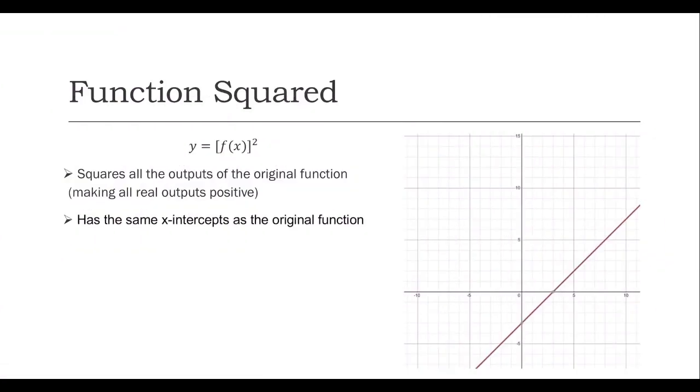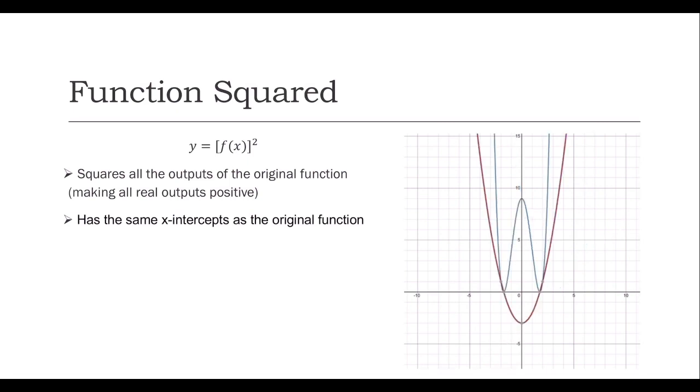Then we have our function squared, so y equals f of x squared, and this squares all the outputs of the original function, making all of your real outputs become positive, and it has the same x-intercepts as the original function. So we'll look at our original function of x minus 3 and see what y equals f of x squared looks like. For this one, they have the same x-intercept. F of x squared turns it into a quadratic function instead of a linear function. So they look very different from each other, obviously.